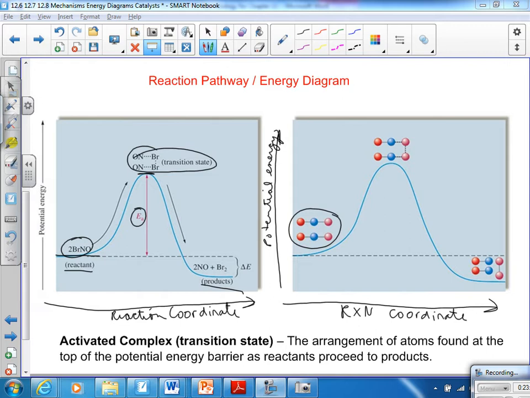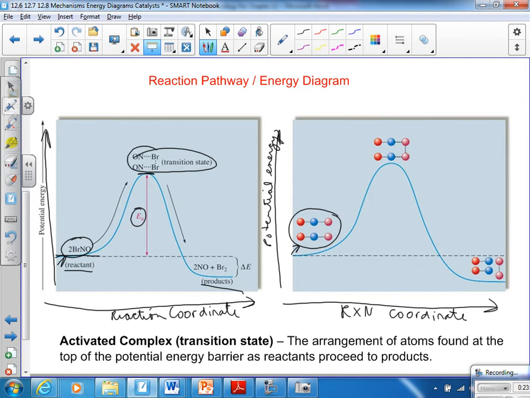All right, important notes. On the y-axis, we have the potential energy. That's for both graphs. Again, these are the same plots. They're both energy diagrams. Just one is showing you the atoms, and the other is showing you the chemicals.